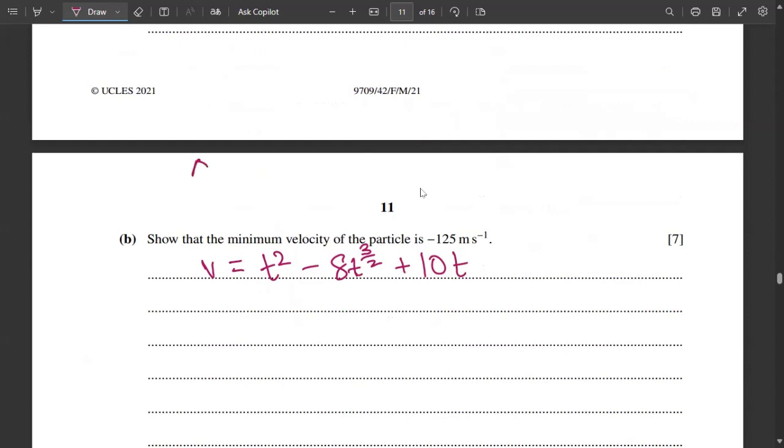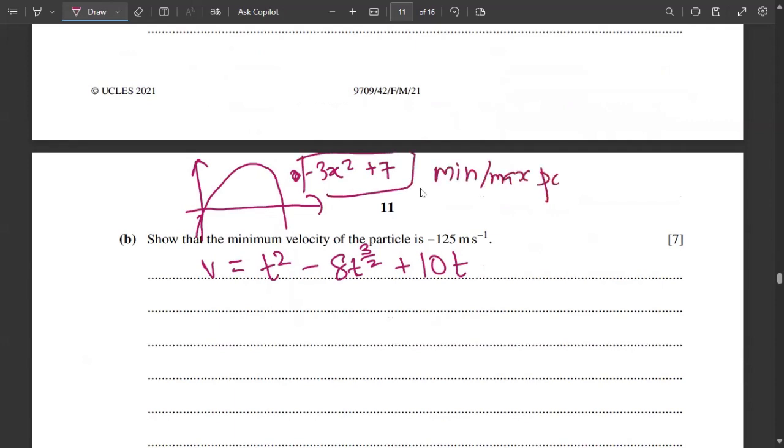So let's assume you have a normal graph. If the graph is like this, let's assume minus 3x squared plus 7, something like that. And if I tell you to find the minimum or maximum point, then how will you find out? What will you do? You will simply differentiate the equation, right? You will differentiate the equation. So similarly, we will find a maximum point here after differentiating.